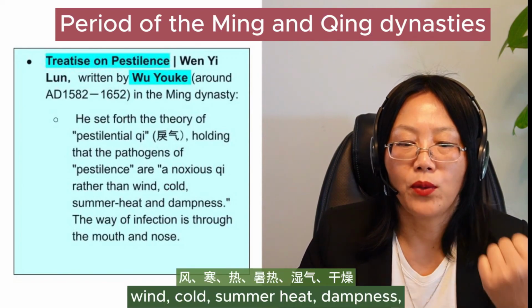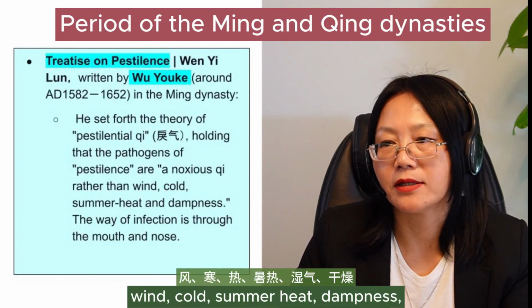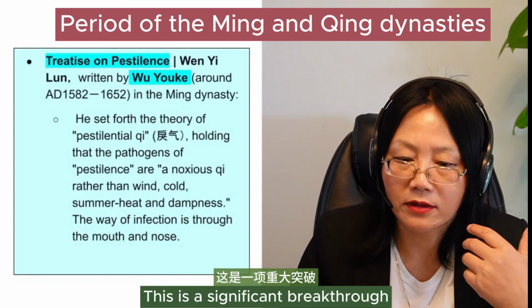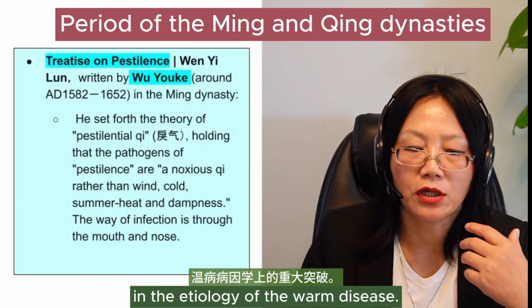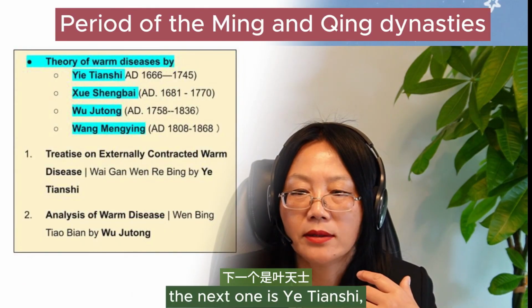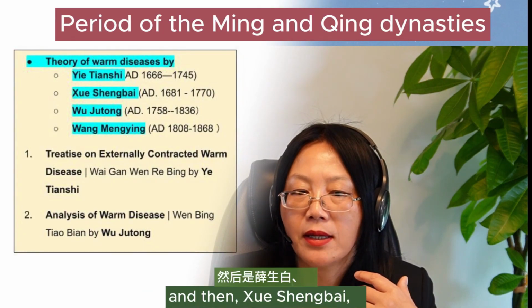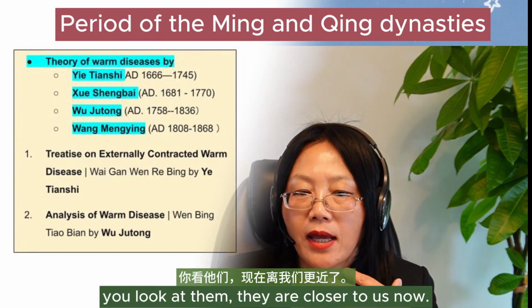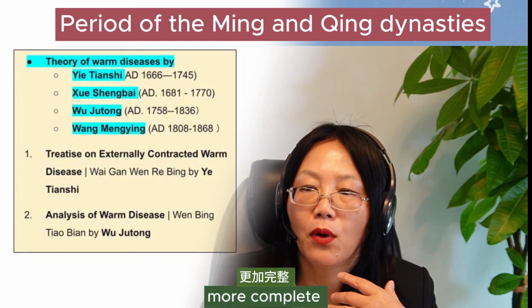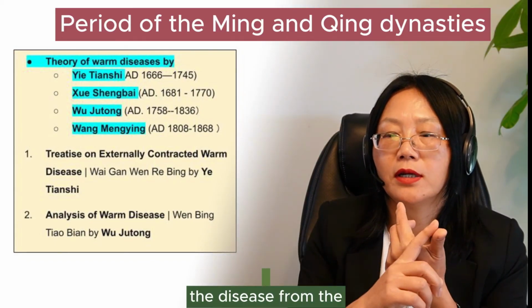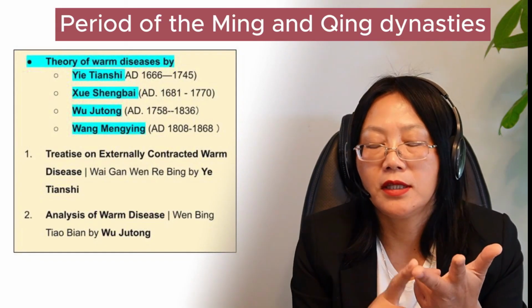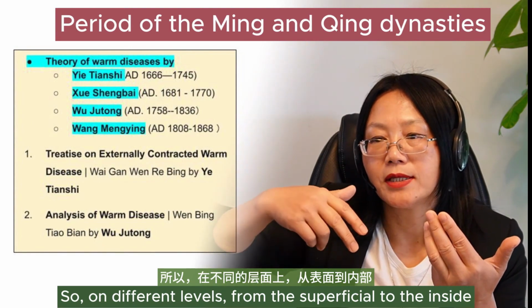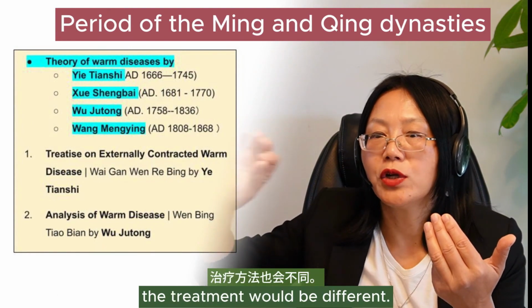Before, we only think about wind, cold, summer heat, dampness, think about this. But now we add a new etiology, new source for disease. So this is a significant breakthrough in the etiology of the warm disease. Next ones are Ye Tianshi, Xue Shenbai, Wu Jutong, and Wang Mengying. Those names, you look at it, they are closer to us now. They made the warm disease more complete. They divided the disease into the external level, qi level, yin level, the nutrient level, and the blood level. In different levels, from the superficial to inside, the manifestations are different. The treatment would be different.